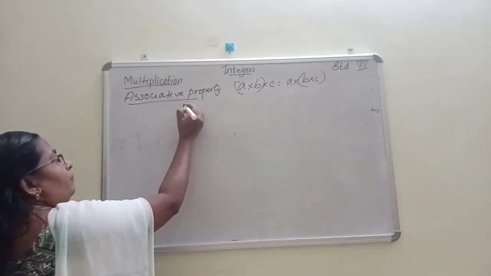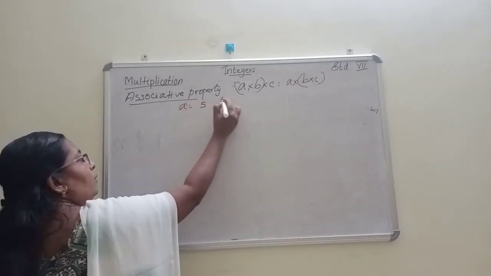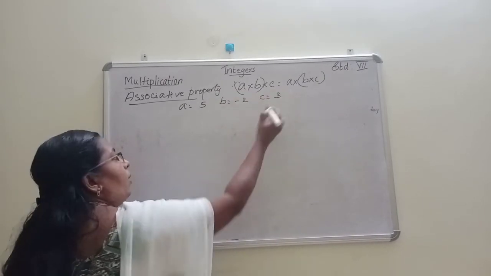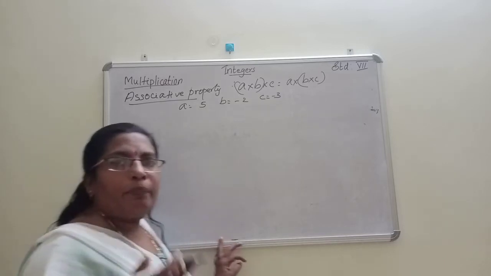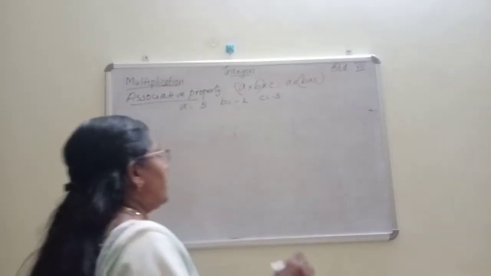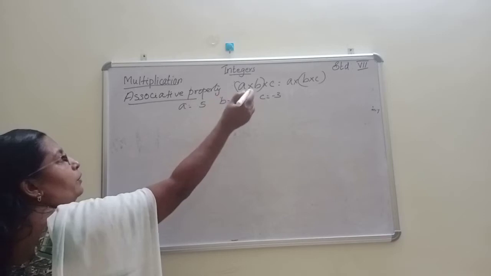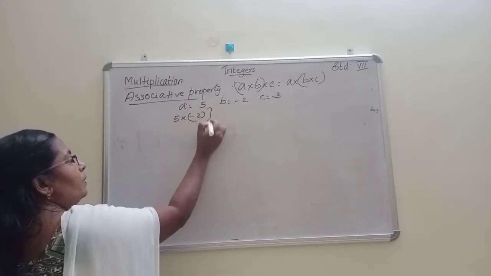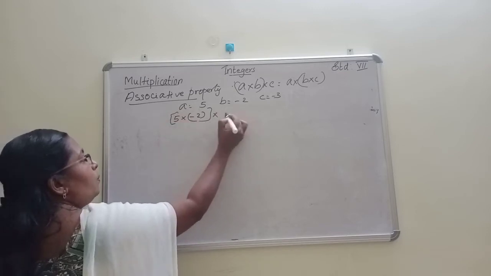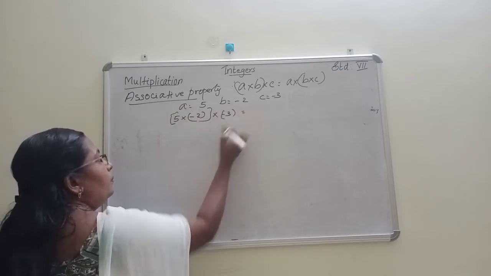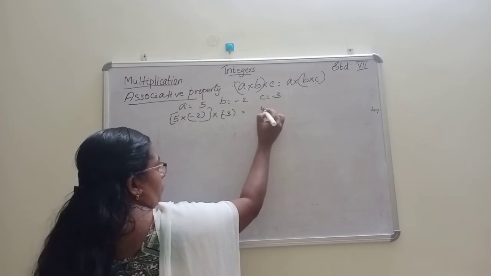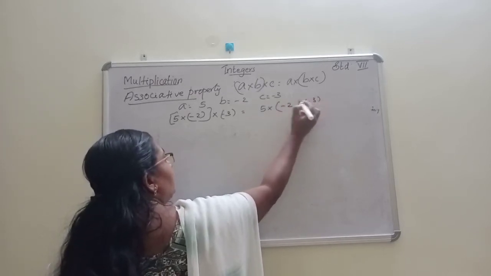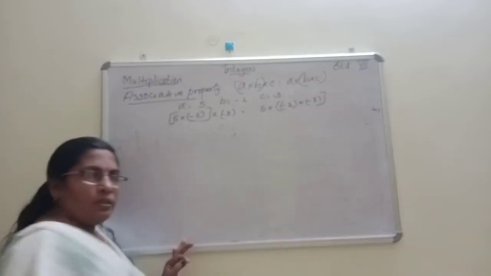For example, take A equal to 5, B equal to minus 2, C equal to 3 or minus 3. Any integer you can take, positive or negative. First take A into B into C. That is 5 into minus 2 into minus 3 equal to 5 into minus 2 into minus 3. This is the way to write.